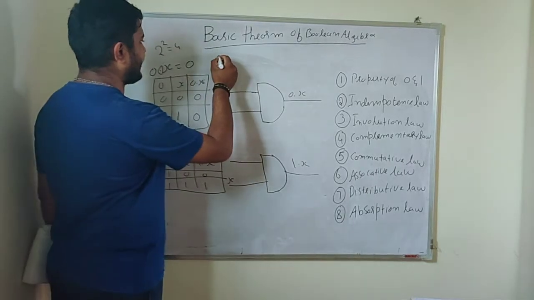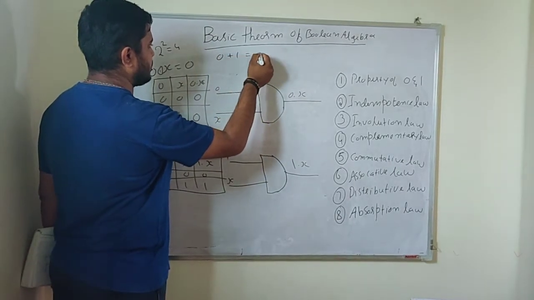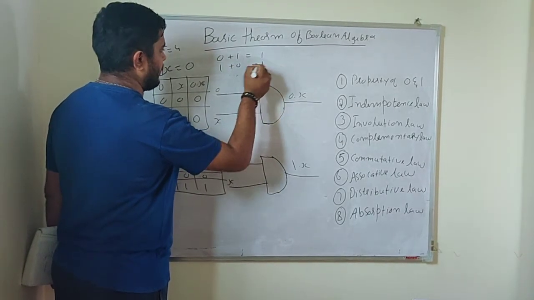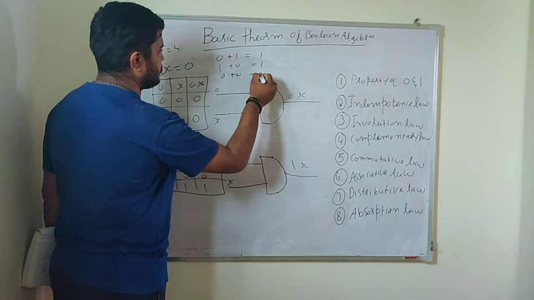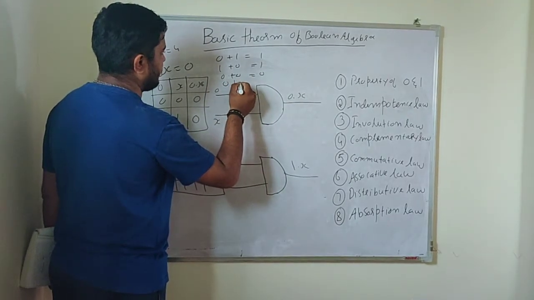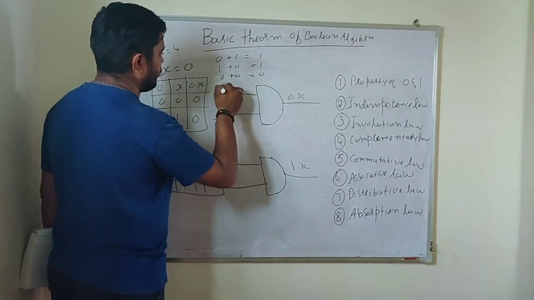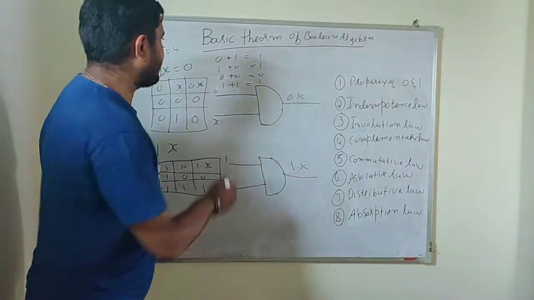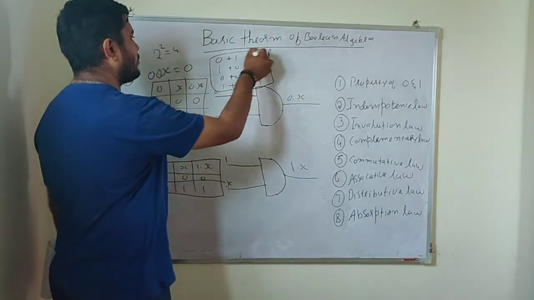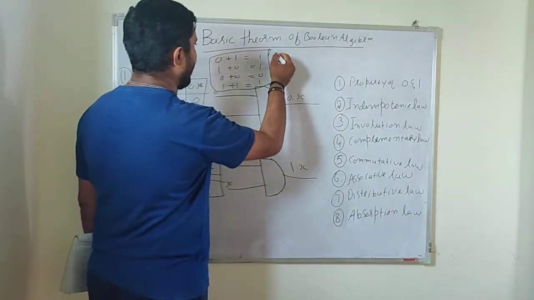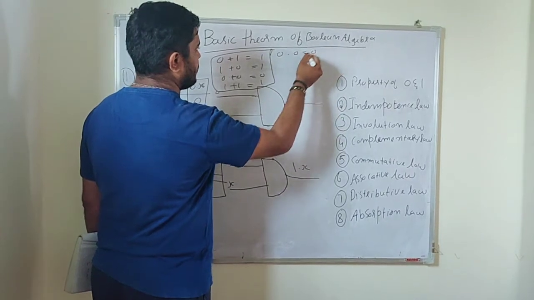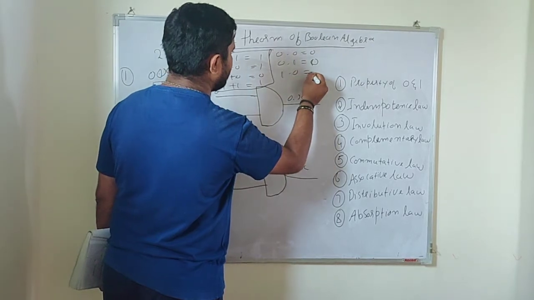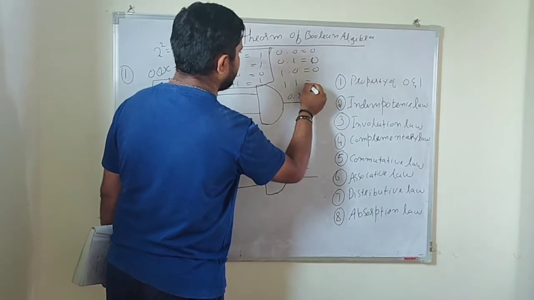So these are the properties of 0 and 1. So if you write 0 plus 1, that is equal to 1. 1 plus 0 is equal to 1. 0 plus 0 is equal to 0. 1 plus 1 is also equal to 1. So first that is for OR representation, you get this part. And when I use the AND, 0 into 0 is equal to 0. 0 into 1 is equal to 0. 1 into 0 is equal to 0. 1 into 1 is equal to 1.